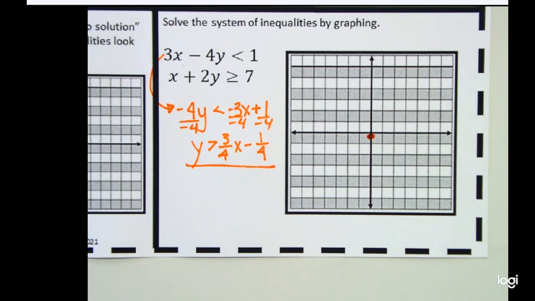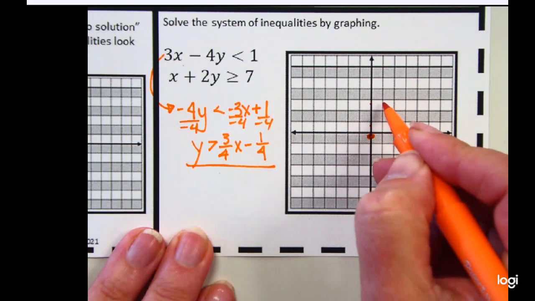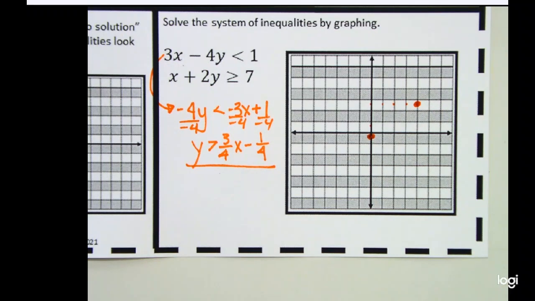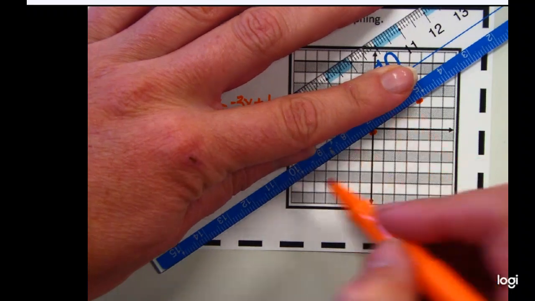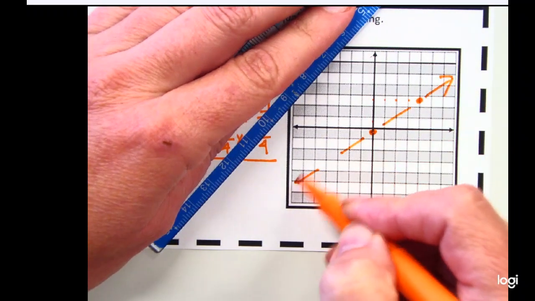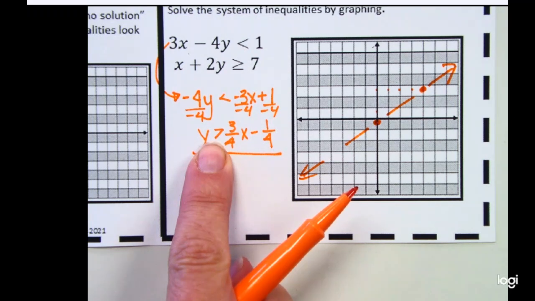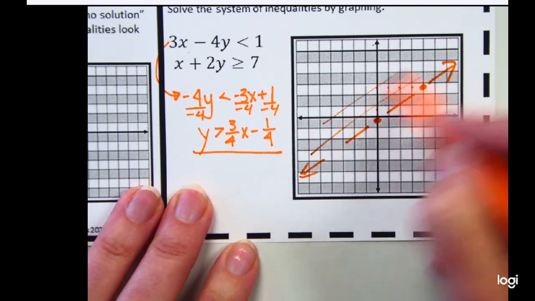If that were an Alex problem, you'd have to plot that point, right? What's my slope? Up 3 over 4. 1, 2, 3. 1, 2, 3, 4. Solid or dashed? Dashed. It's not or equal to. And do we shade above the y-intercept or below the y-intercept? Above. Above, because it's greater than. Perfect. Lightly, lightly, lightly.